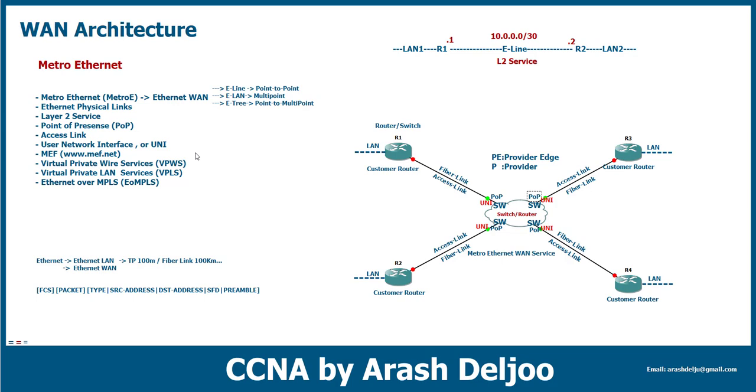Now, let me explain a little more about the different Metro Ethernet types. What is point-to-point, what is multi-point, and what is point-to-multipoint Ethernet WAN. First, I'm going to talk about the point-to-point Ethernet WAN. Look at here.